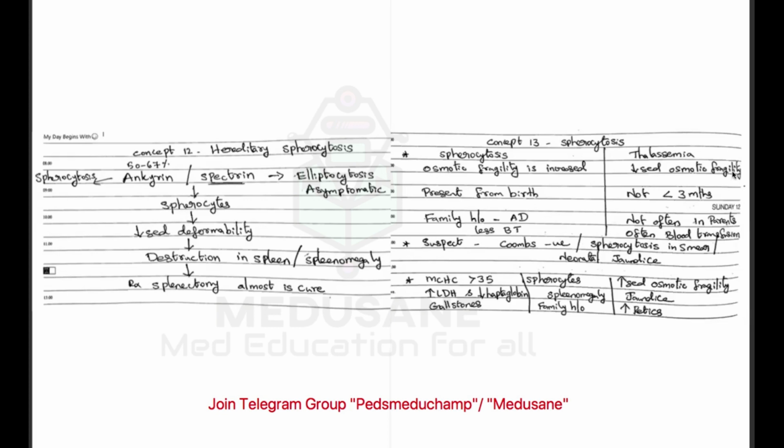So the moment you hear osmotic fragility, don't go for spherocytosis. In MCQ, they might give you that loophole. Osmotic fragility, you don't choose spherocytosis very fast. So osmotic fragility is increased. They are very fragile because spherocytes are very fragile in spherocytosis. It is decreased in thalassemia.